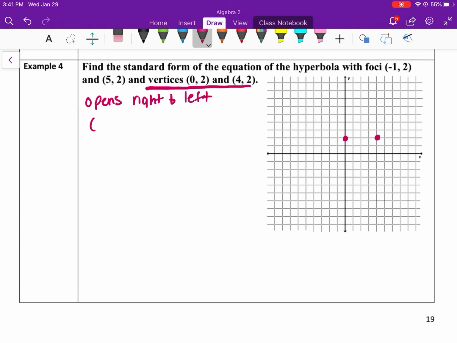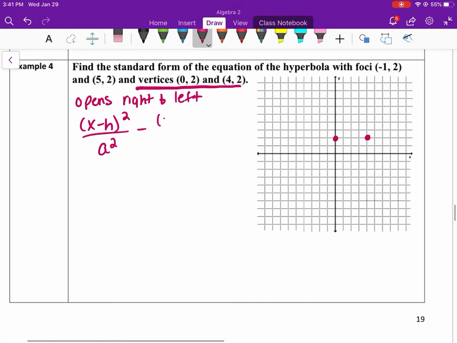Which means that the equation that you're going to need will start with x. It'll be x minus h squared. A squared always comes first. Minus y minus k squared over b squared equals 1. So it's your job to find A, B, and the center. If you know the two vertices, the distance between the two vertices, the major axis, is 2A. Well, there's 4 between those two, which means that A equals 2.